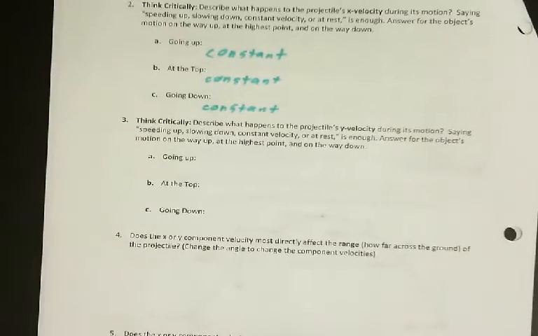All right. So, here's what you should know. You should know that the x motion is constant. No matter what. On the way up, forward is constant. On the way down, forward is constant. At the highest point, forward is constant. It's always constant no matter what. The forward motion is always going to be constant.